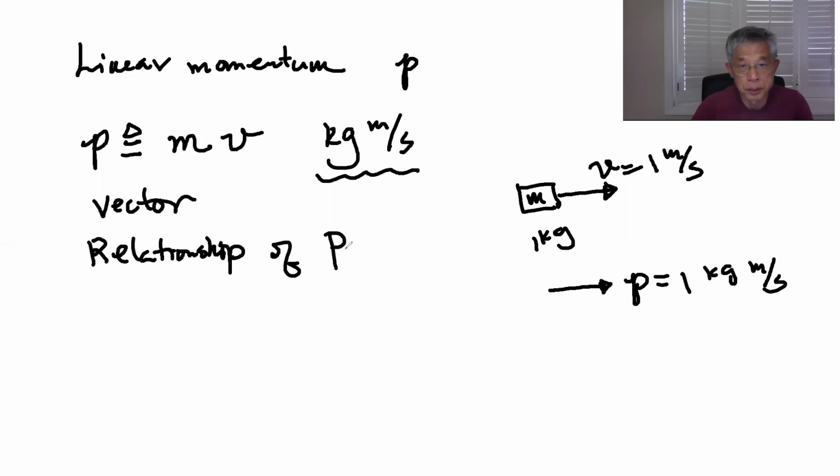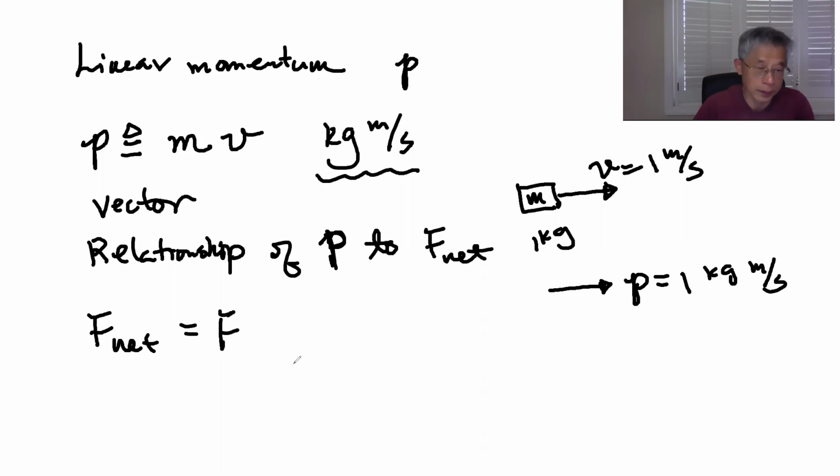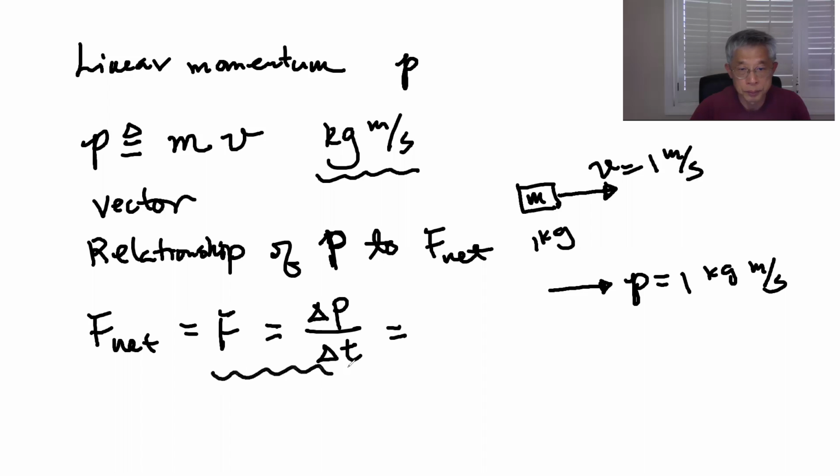Okay. Now, the relationship of p, small p, to net force. So net force, we're just going to write like that for now, okay? So it's equal to the delta P over delta T, all right? So this is what the physicists found. So this is equal to P2 minus P1, and then T2 minus T1, okay?